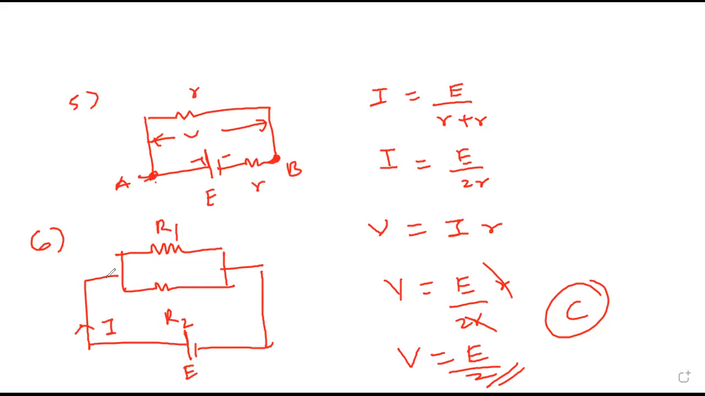Current is the same in both? No. Current is larger in the small resistance and smaller in the large resistance. They will be different in parallel. Potential is the same in both? Absolutely right. In parallel, potential is the same. So option B.